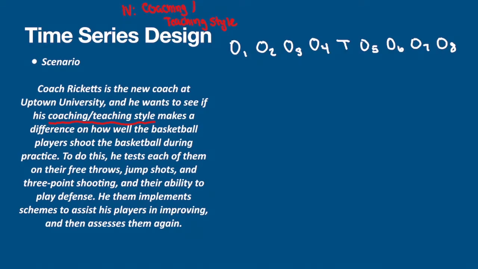Now, the next thing that we'll identify here, again, is the dependent variable. What we're looking at for the dependent variable is an assessment of each of those things that we saw listed earlier. The coach wants to assess how well his athletes shoot free throws, jump shots, how well they shoot three-pointers, and how well they play defense. To make this easier, we'll say that for our dependent variable, we are doing some kind of assessment of performance.